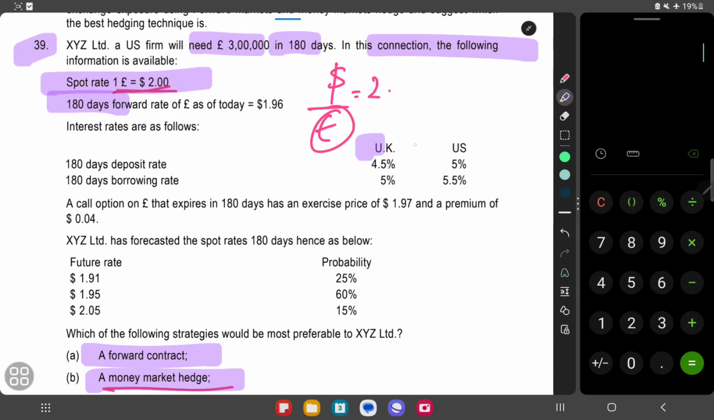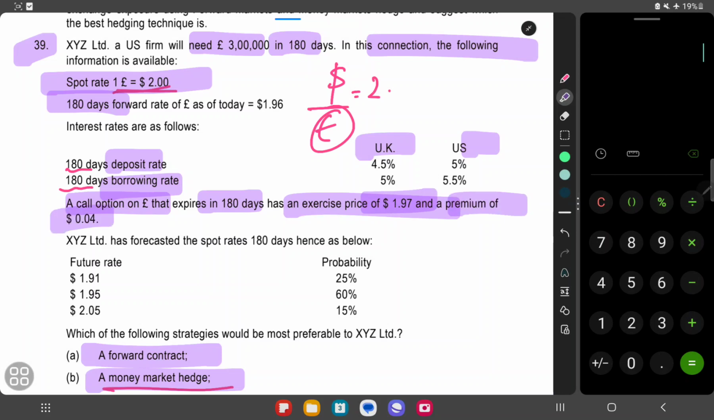Interest rates are given to us for UK and US. The deposit and borrowing rates are different. And only in this question I think that's the case, they've given the rates directly for 180 days. Otherwise the rates are generally per annum. So in this case you do not have to multiply the rate with the tenure. These are not per annum rates here. Please highlight this. Then further, a call option on pound that expires in 180 days has an exercise price, strike price, of $1.97 and a premium of $0.04.